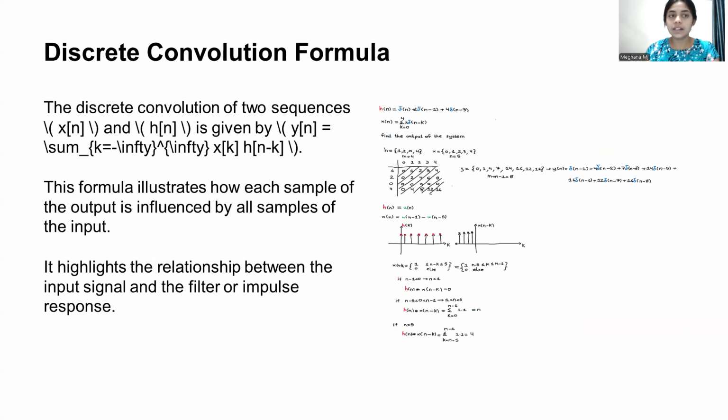Here we have the discrete convolution formula. The discrete convolution of two sequences x[n] and h[n] is given by y[n] equals the sum over k from minus infinity to plus infinity of x[k] times h[n minus k]. This formula illustrates how each sample of the output is influenced by all the samples of the input. It highlights the relationship between the input signal and the filter or impulse response.